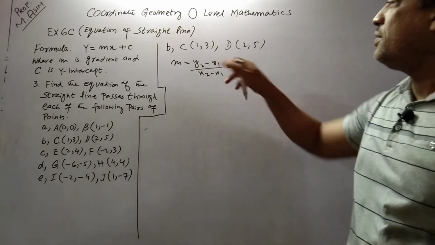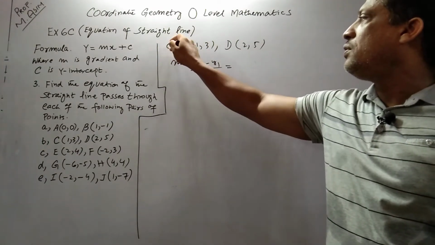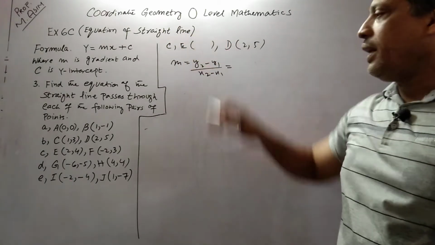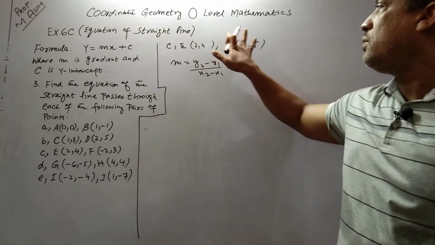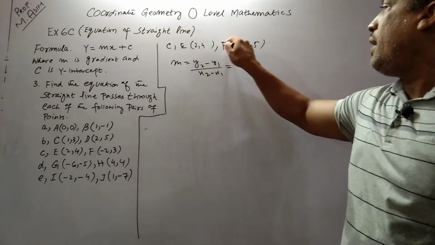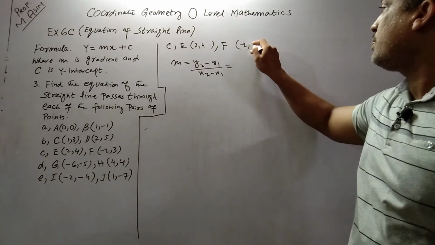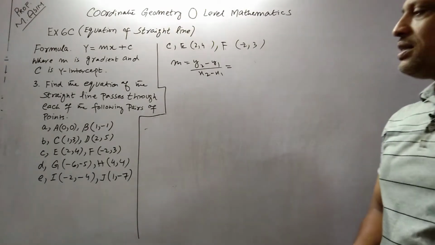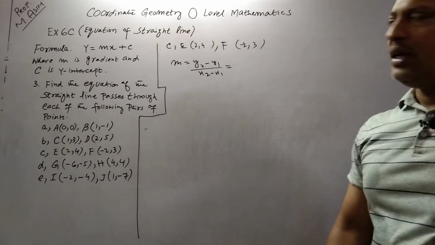The next part is part C. E is (2, 4). F is (-2, 3). This is our part C. Find the gradient.